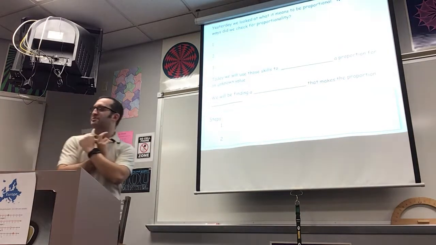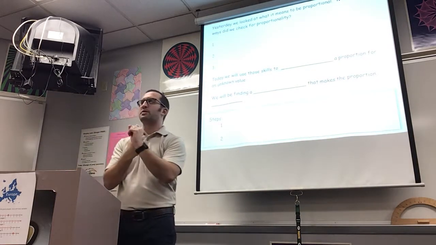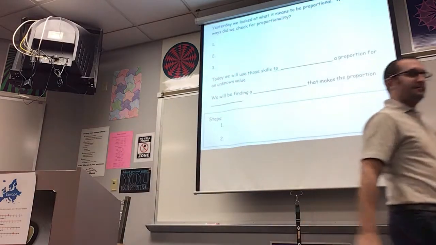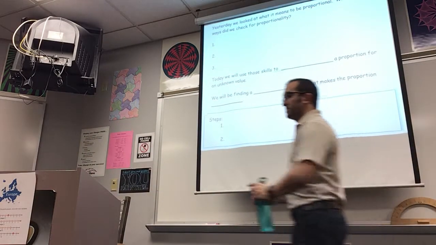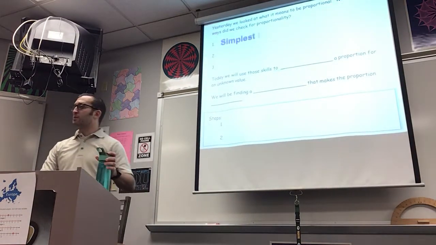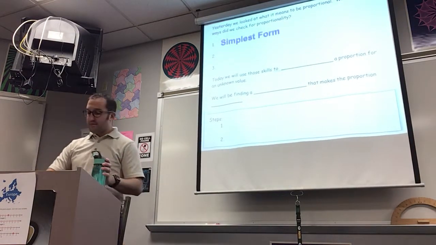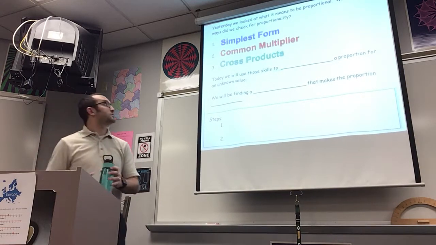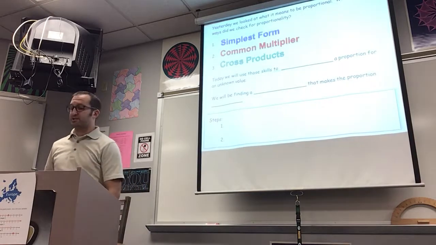What 3 ways did we have to check for proportionality? What was the first one that we did? Yeah, write in simplest form, right? Write the 2 ratios in simplest form. Second way was? Find a common multiplier. And the third way? Yeah, use cross products. So those are the 3 ways that we have to check for proportionality.